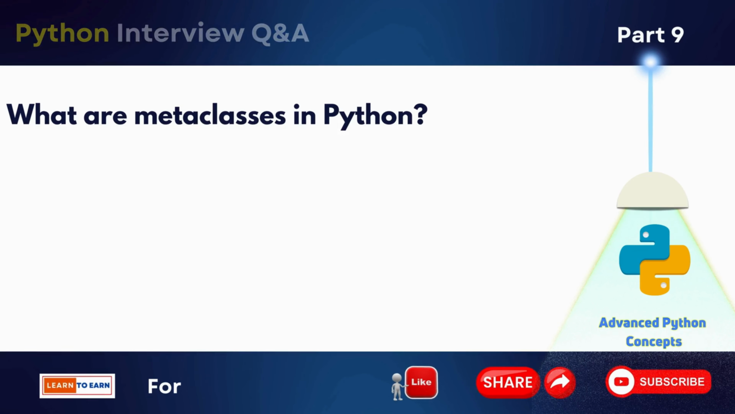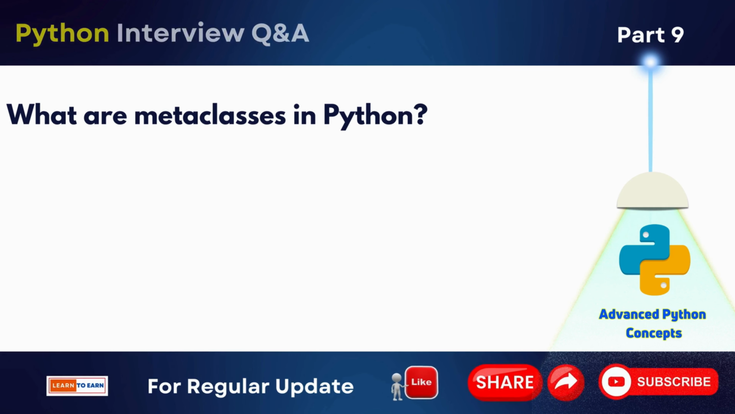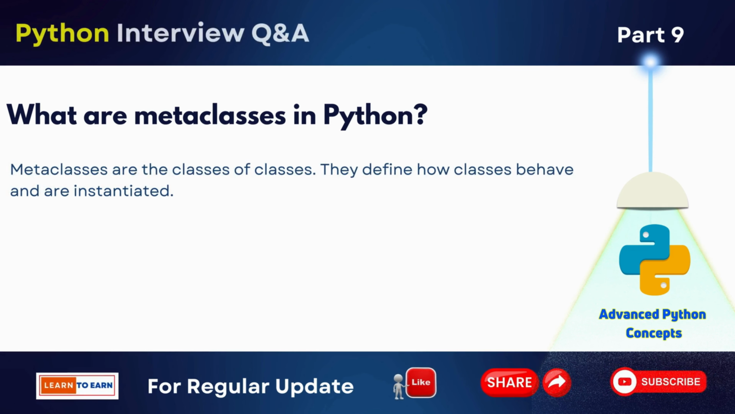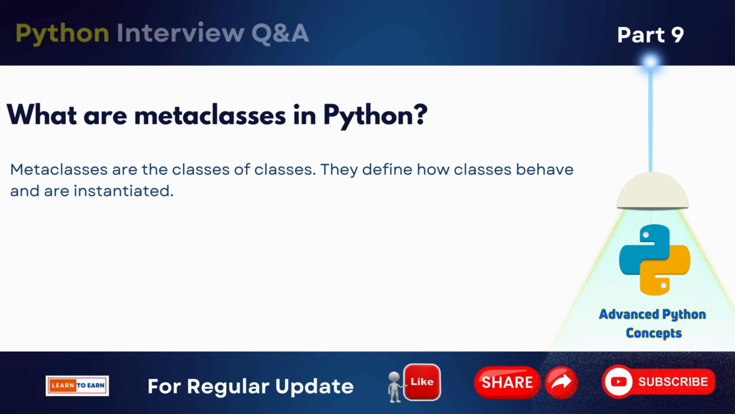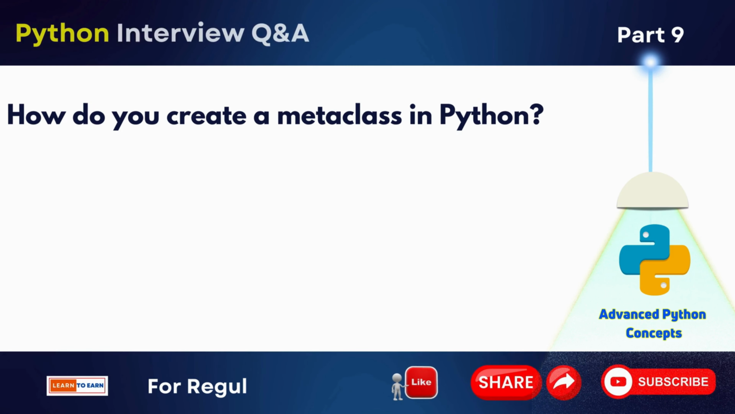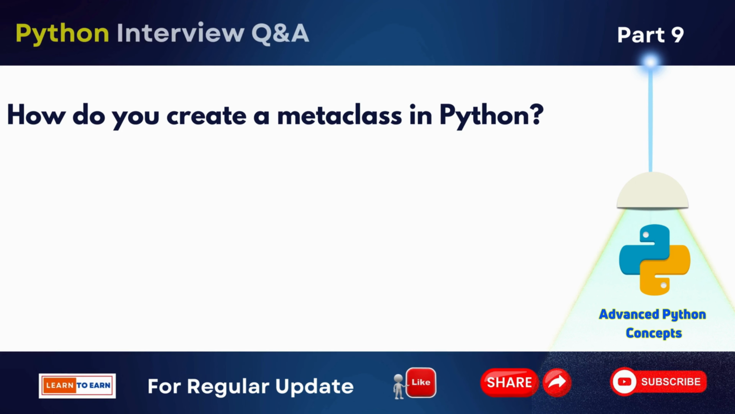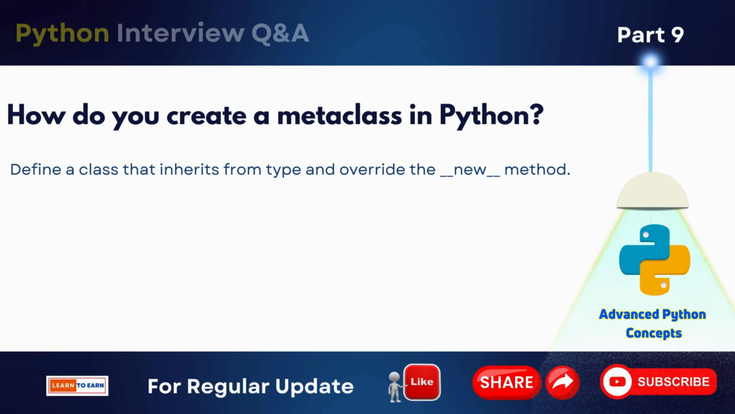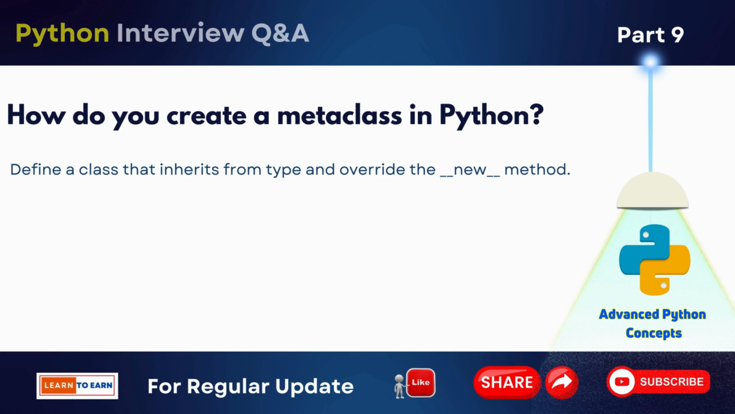And what are metaclasses in Python? Metaclasses are the classes of classes. They define how classes behave and are instantiated. How do you create a metaclass in Python? Define a class that inherits from type and override the __new__ method.